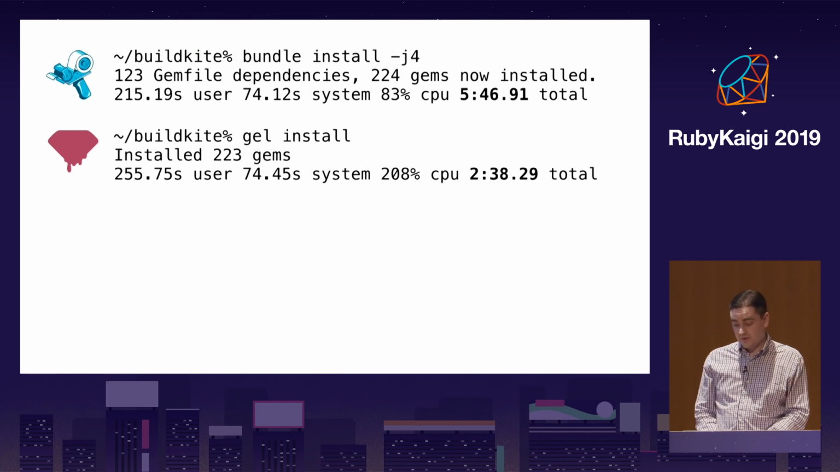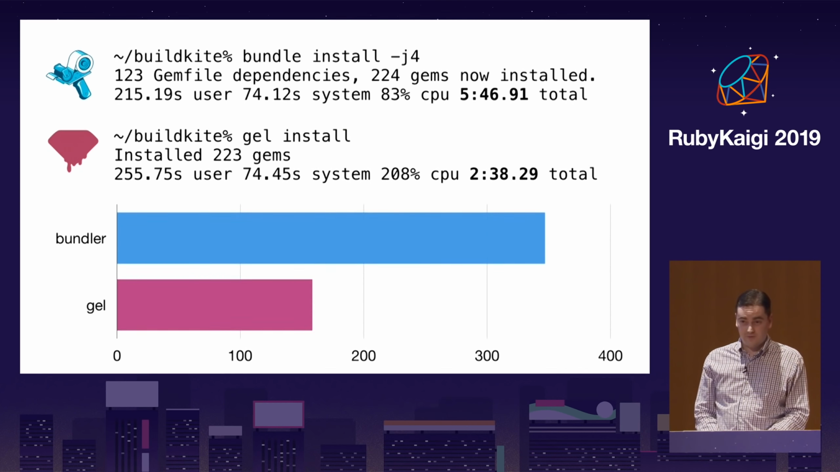Gel install does more work concurrently and gets the time down to 2.5 minutes. That's over twice as fast, but it's hard to compare. We're talking about writing faster Ruby code, but a lot of that time is spent running C compilers.